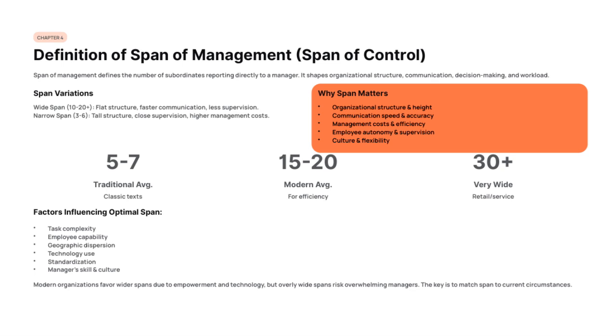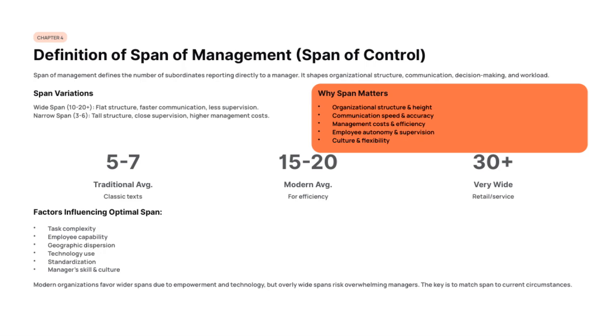So why does span matter? A wider span, say 10 to 20 or more, usually results in a flatter organizational structure, faster communication, and less supervision needed. Conversely, a narrower span, like 3 to 6, tends to create a taller structure with closer supervision and higher management costs. Ultimately, the span of management defines how many subordinates report directly to a manager.